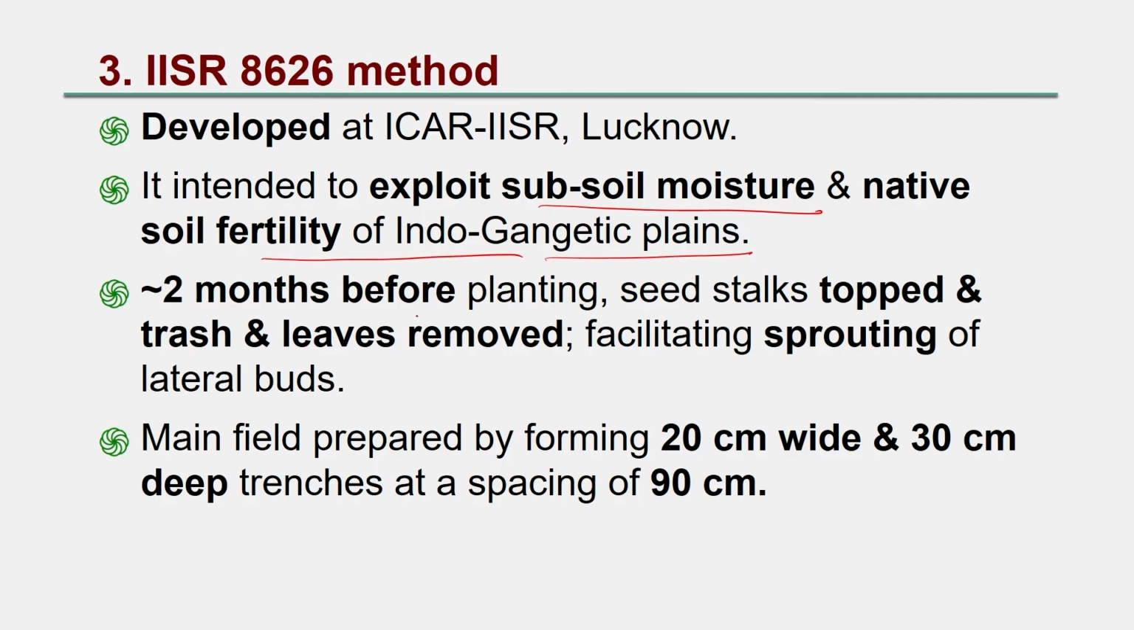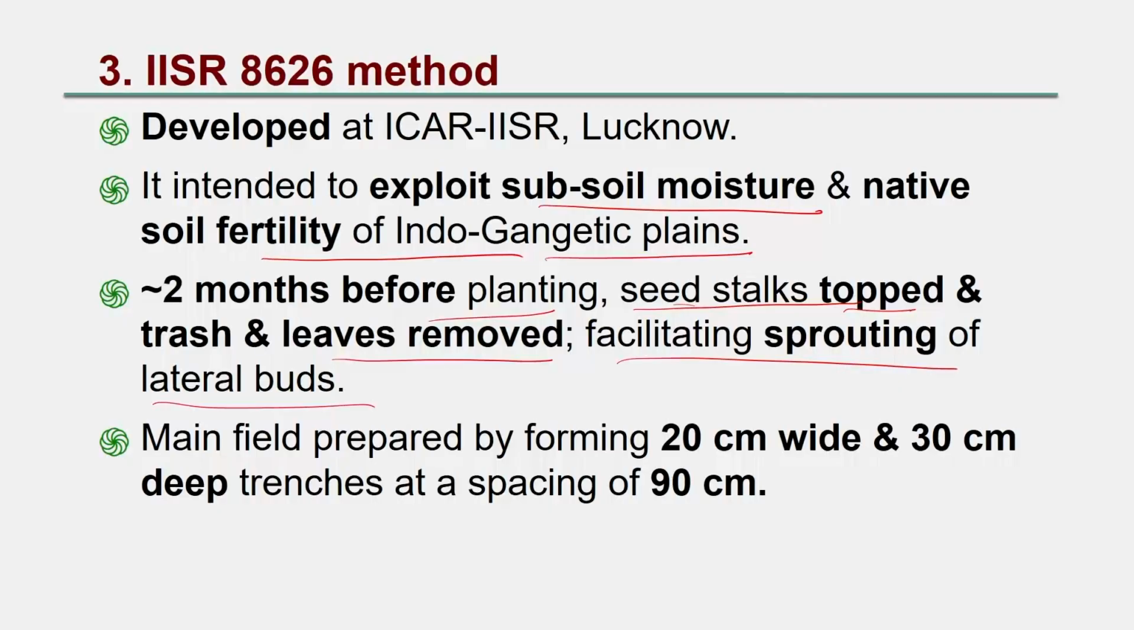It is intended to exploit subsoil moisture and native soil fertility of the Indo-Gangetic plains. About 2 months before planting, seed stalks are topped. Top means cutting. The canes are cut from the top, and trash and leaves are also cleaned or removed, facilitating sprouting of the lateral buds. That means the stalks or canes are standing in the field, but their tops are cut and their trash is also removed, so that there are some buds on the cane, and these buds will germinate in the air.